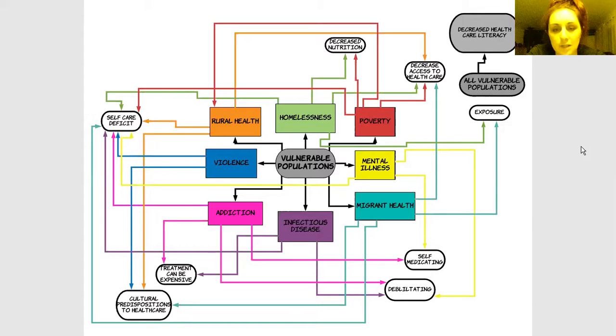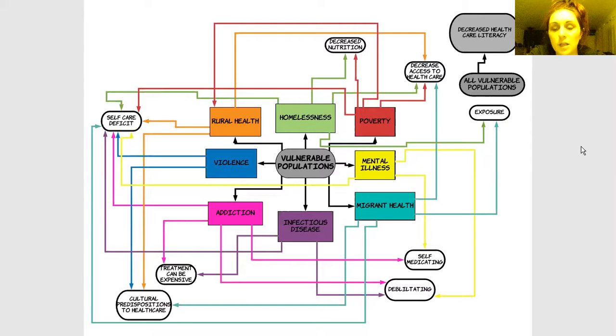And then, of course, decreased access to healthcare. And again, we touched on the fact that healthcare is very expensive. And when you're worrying about everything else, like how to feed yourself, how to get enough hydration, how to have a place to sleep, how to keep a roof over your head, sometimes these things like healthcare get put on the back burner.